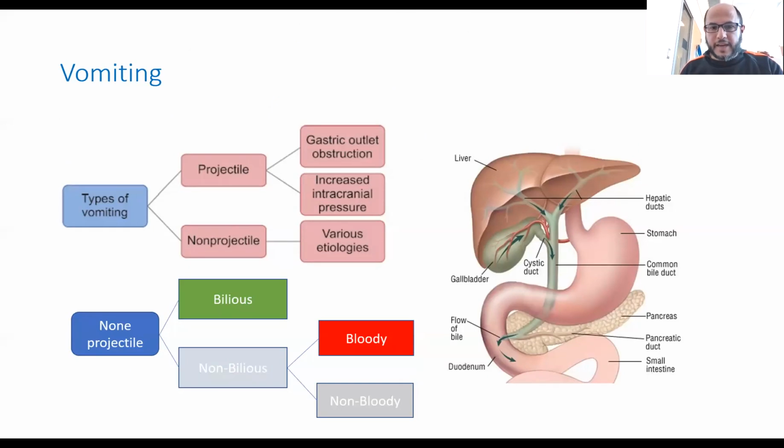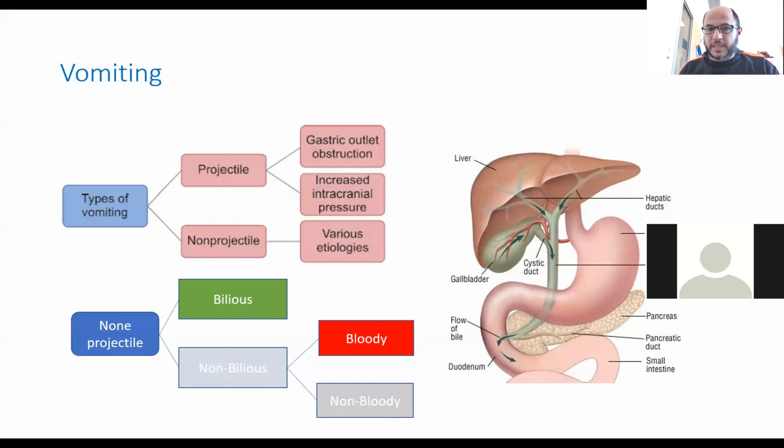Is the baby's vomiting projectile versus non-projectile? We discussed that if the baby has projectile vomiting, that means it goes far away. It could be gastric outflow obstruction, and mainly we are talking about pyloric stenosis, or increased intracranial pressure. If the baby has non-projectile vomiting, then it has various causes.